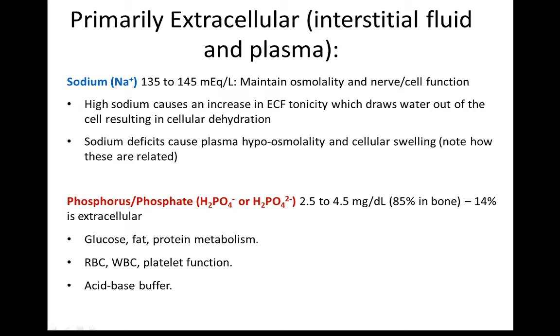Although most of our phosphorus is found in our bones, 14% of it is in the extracellular fluid. Remember that we need phosphorus for glucose, fat, protein metabolism, for red blood cell, white blood cell, and platelet function, and it also serves as an acid-base buffer.